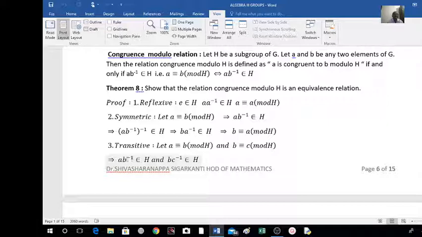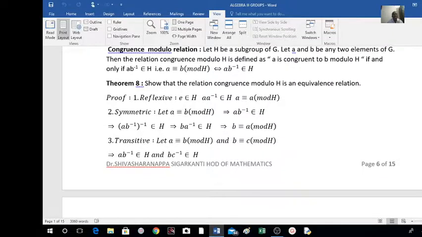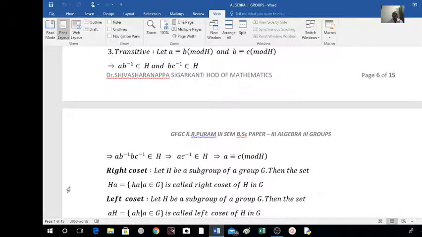So here AB inverse belongs to H and BC inverse belongs to H. Therefore AB inverse into BC inverse also belongs to H because of the closure law. So that is, AB inverse into BC inverse belongs to H. Now we apply the associative law here, that is, I combine these two elements.